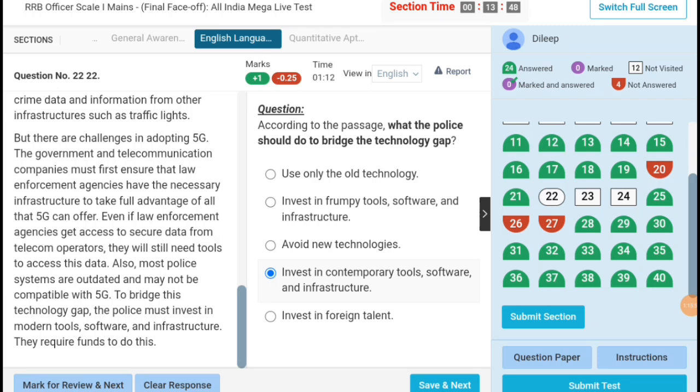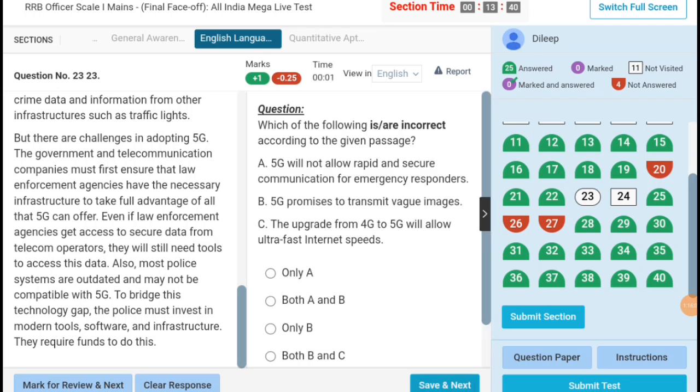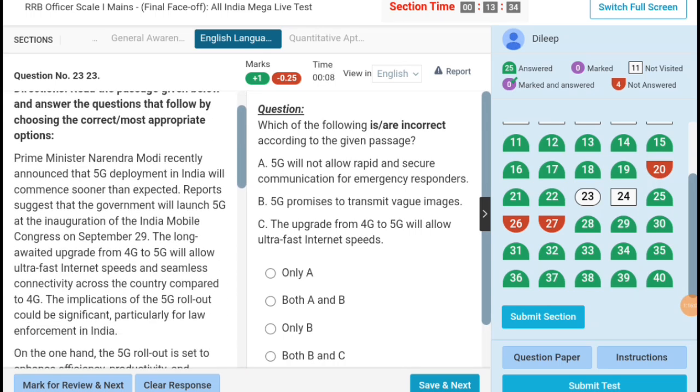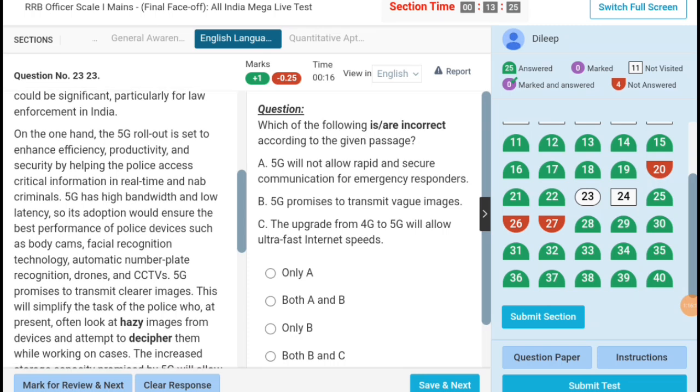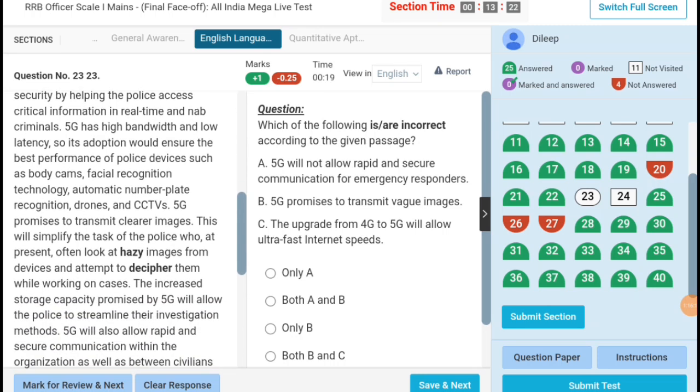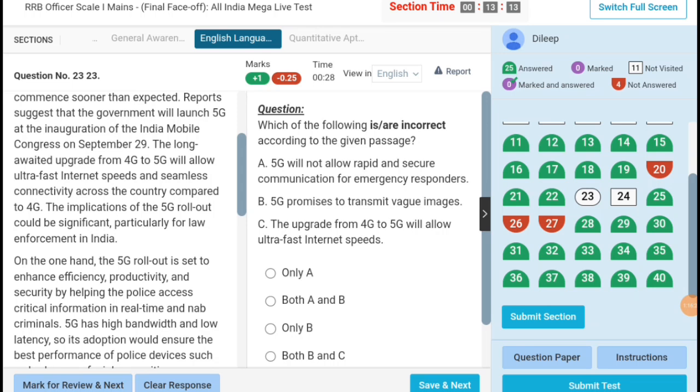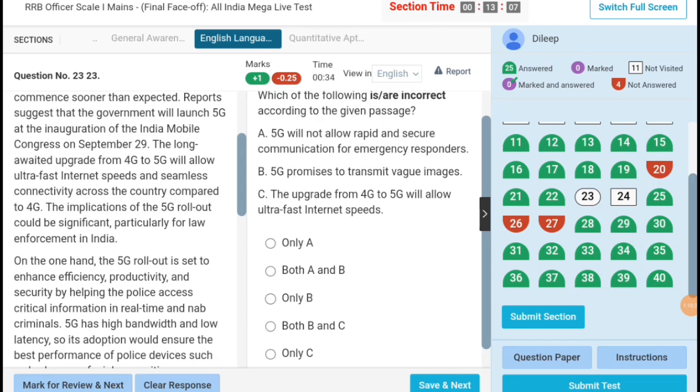Contemporary, because modern's synonym is contemporary, which is incorrect. FIC will not allow rapid secure responses. Transmit vacuum images. Upgrade from 4G to 5G will allow ultra fast internet speeds. Only I think.